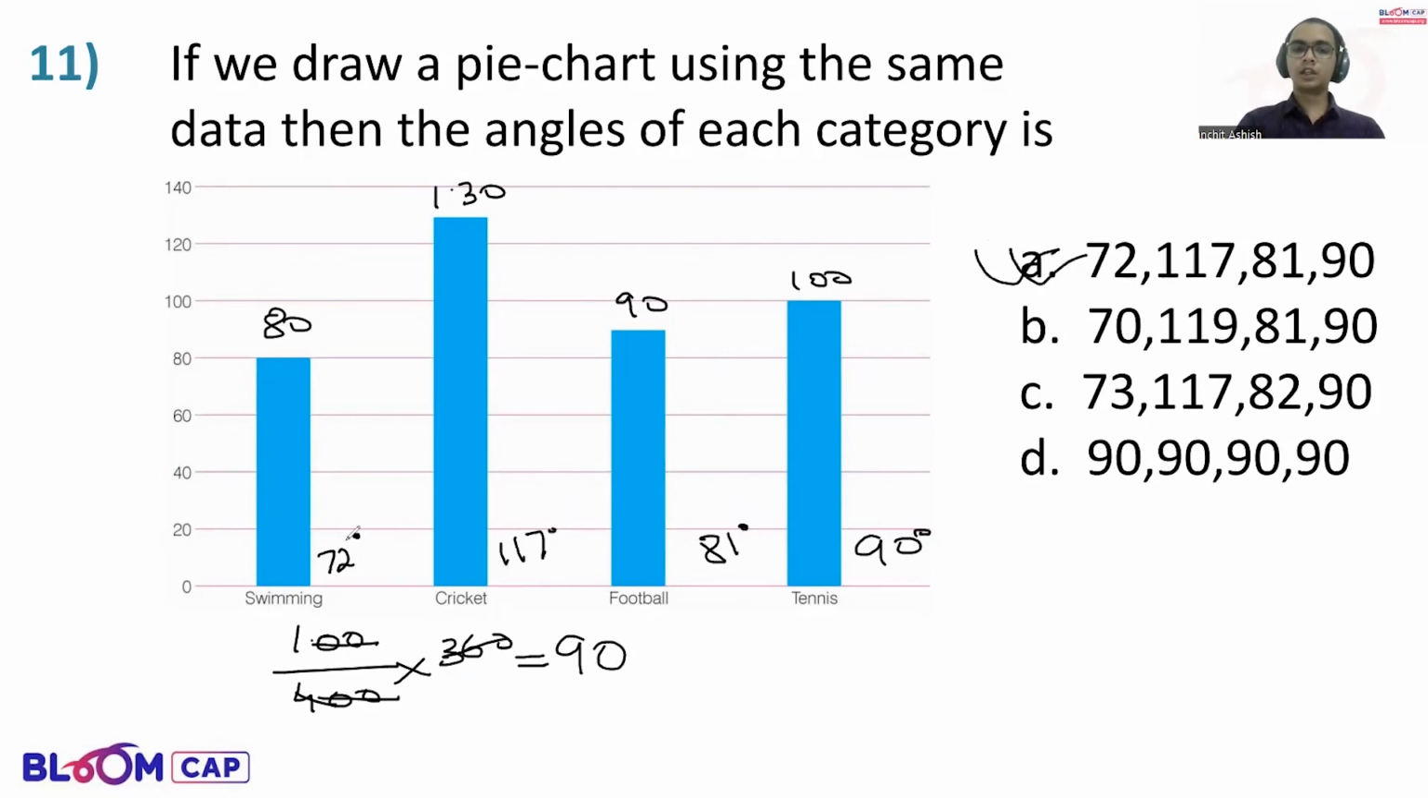So what did we do? The part of that sport divided by total into 360 will give us the angle of the pie chart. All good. Let's move on to the next question.